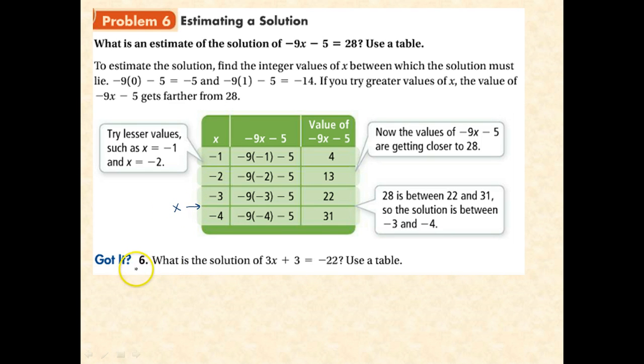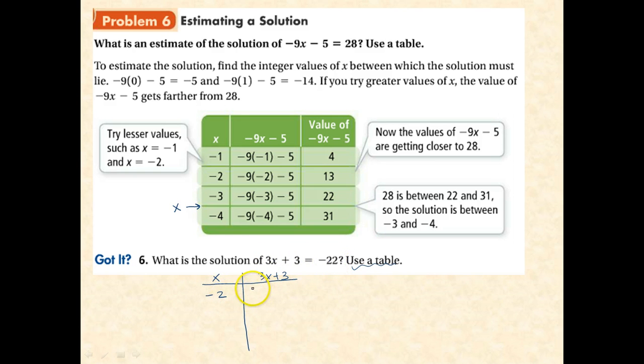Alright, so for number 6, pause. See if you can estimate a solution for that using a table. We'll actually try to use a table this time. Alright, so let's start with x, and then we'll do 3x plus 3. So, if we say that x is negative 2, we're going to have to do some negatives in order to get a negative answer here.